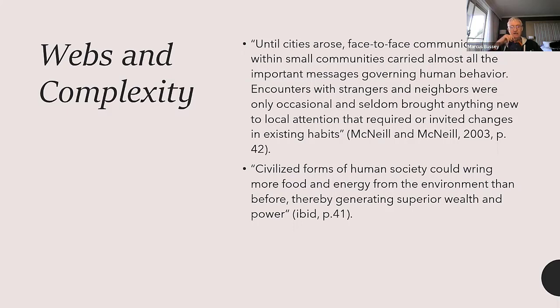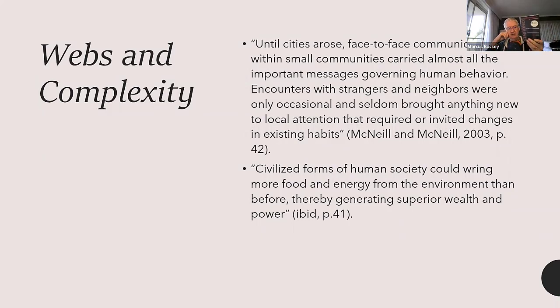Just before that, they say civilized forms of human society would wring more food and energy from the environment than before, thereby generating superior, and that's a very strong value judgment, a superior wealth and power. Now, I'm thinking here about books like, what was it called? The affluent foragers and so on. We've got to look at the way we measure affluence, wealth, richness, and so on. We've got to be careful about the kind of judgments that we, I guess, are projecting onto the kind of information and narrative that we have.